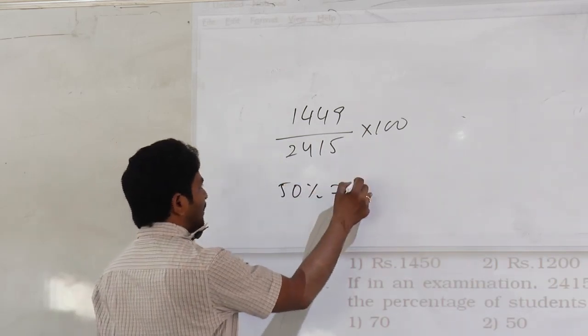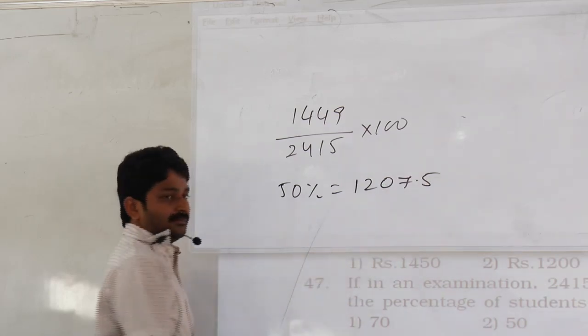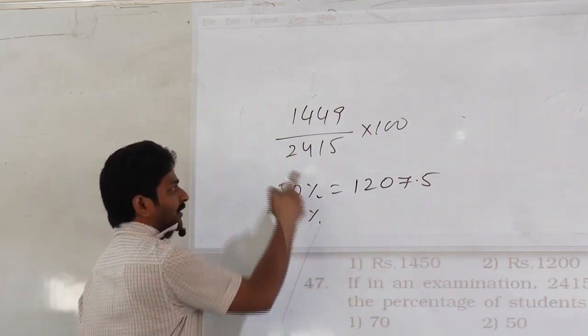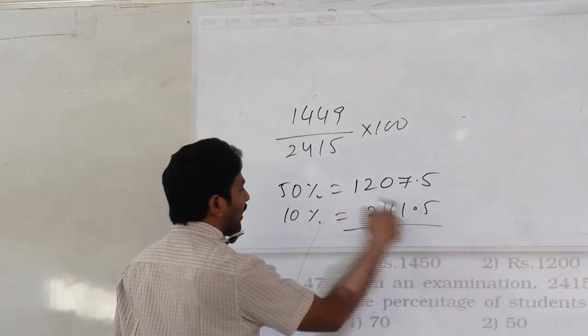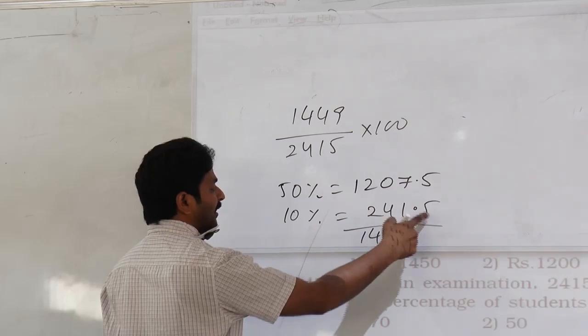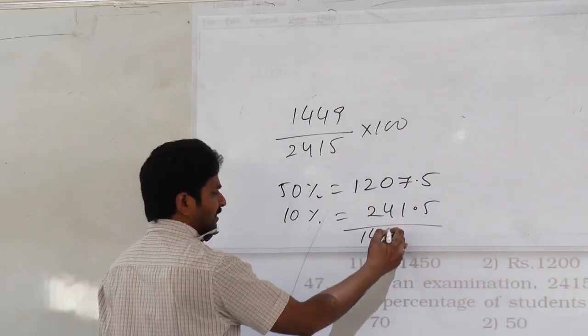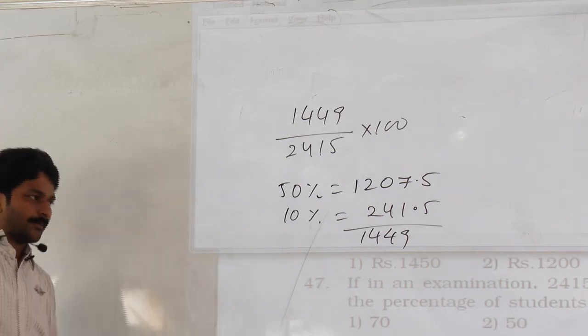50% of the denominator is 1207.5. 10% of the denominator is 241.5. When you add everything, you'll get 1449: 7 and a half, 1 and a half, 9, 40 plus 9, 49. Yes. Answer 60%.